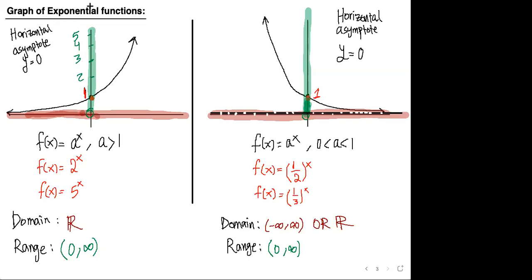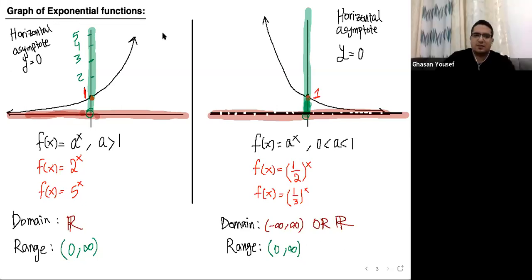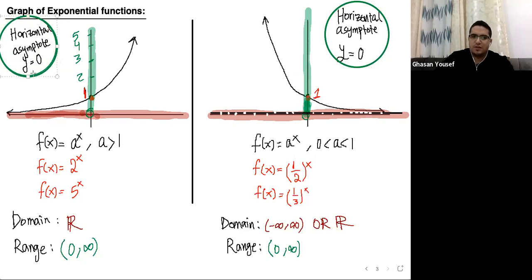So this is very important too. The asymptote is a horizontal line such that the curve will not touch it. So this is my horizontal line asymptote, and here is my horizontal line asymptote. Any question?